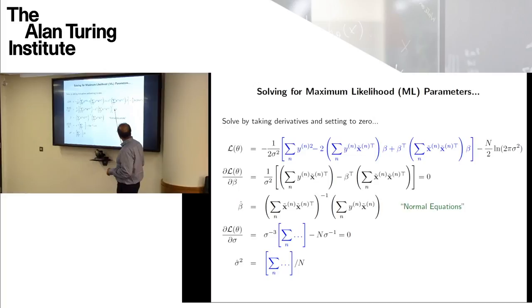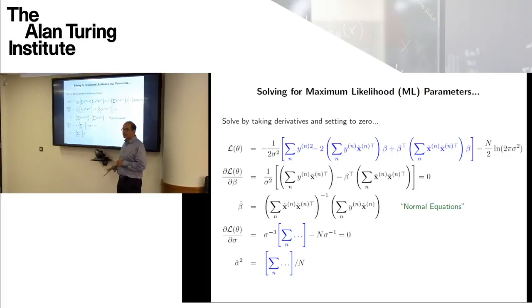So this is the derivative of the log likelihood with respect to beta, and then we set that derivative equal to 0, and what we get is something very famous, which is called the normal equations. I've written them out naively for you. It's the solution to a linear system of equations. Essentially, how big is this matrix?